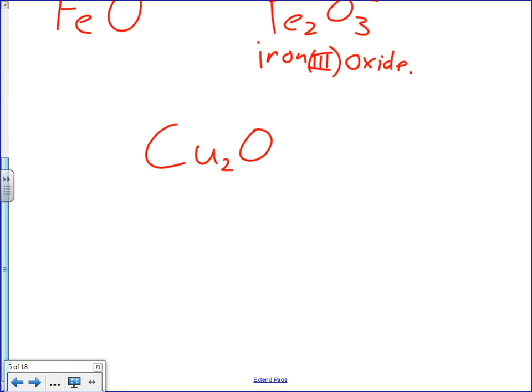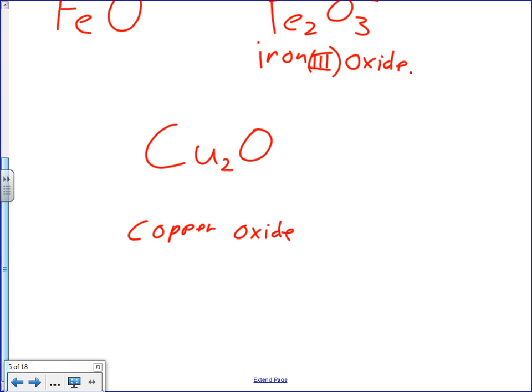Okay. Copper has more than one possible charge. It can be a 1 or a 2. I want to name this compound properly. I know it's copper something oxide, because I named the metal first and the nonmetal second. But I need to figure out which copper it is.